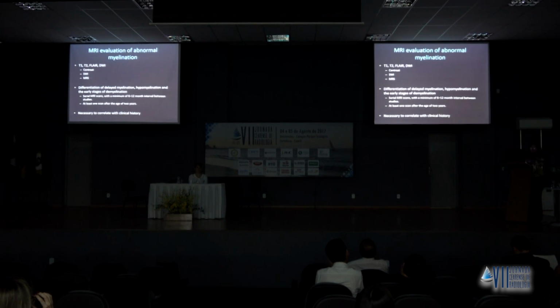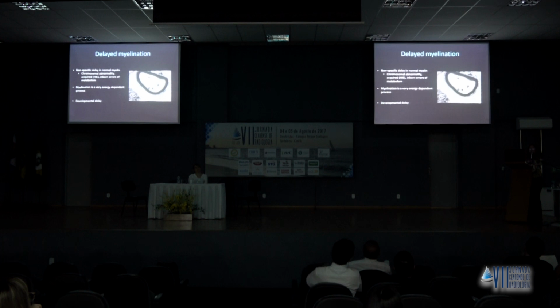In order to differentiate delayed myelination, hypomyelination, and the early stages of demyelination, it's going to be very important to get serial MR imaging at least 6 to 12 months apart to allow the myelin to progress. And at least one of those scans has to be after the age of 2 years, where you expect myelination to be complete, and of course necessary to correlate with the clinical history. So we'll start with delayed myelination.